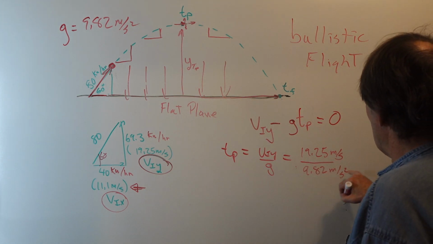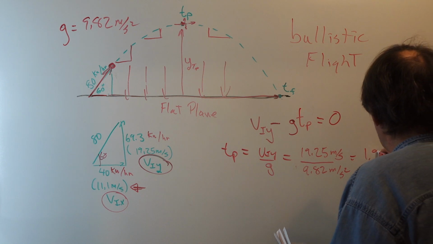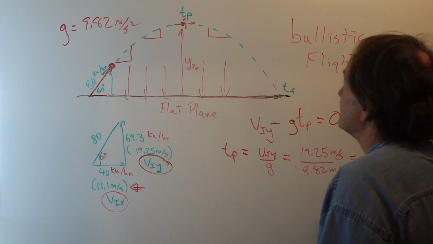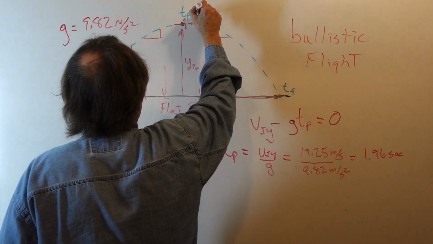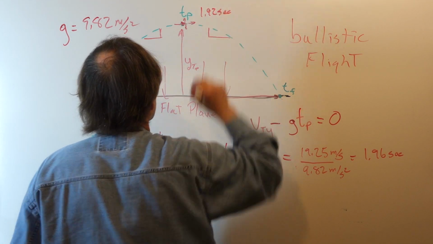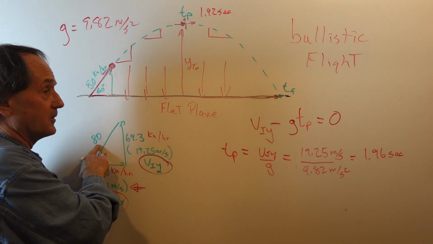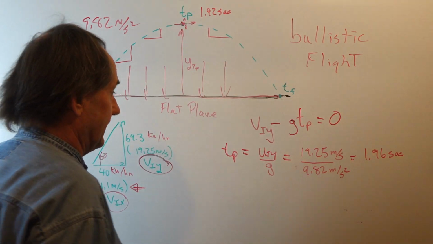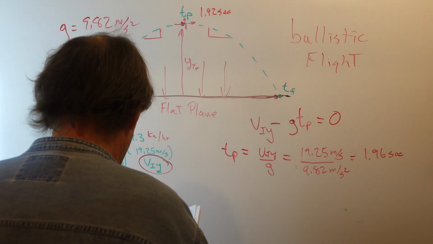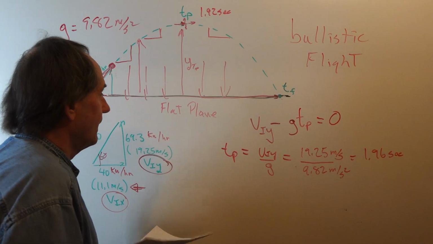So this comes out in seconds, and this value is 1.96 seconds. So the time to get to the top of our trajectory is 1.96 seconds when we throw the ball at 80 kilometers per hour at an angle of 60 degrees. Now, how about the height to reach the top?